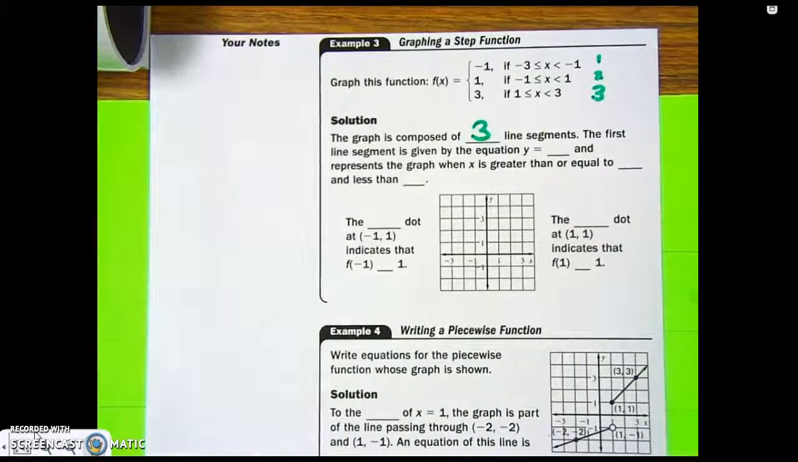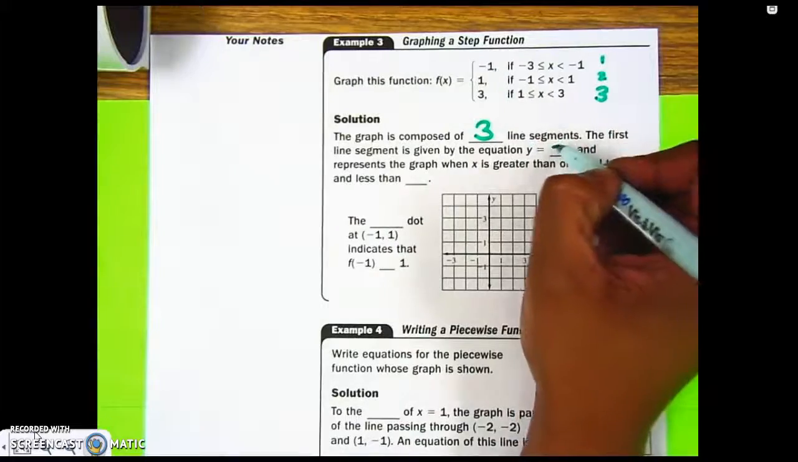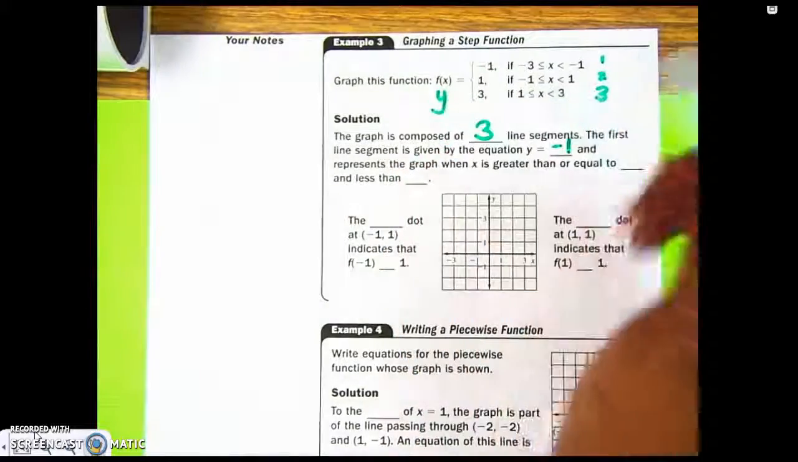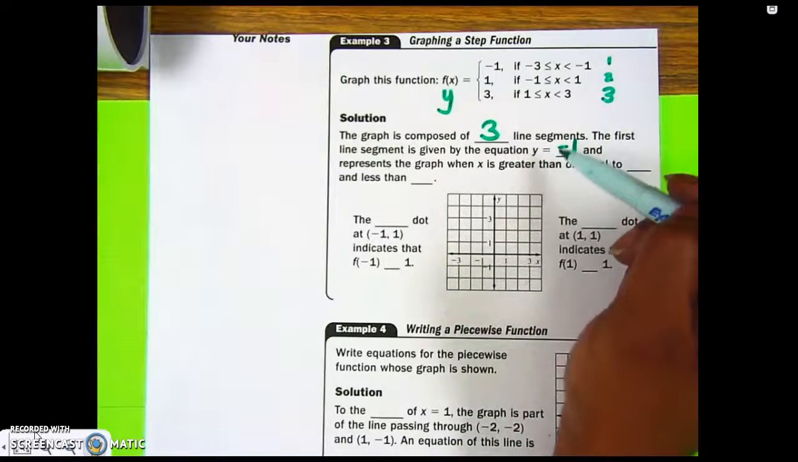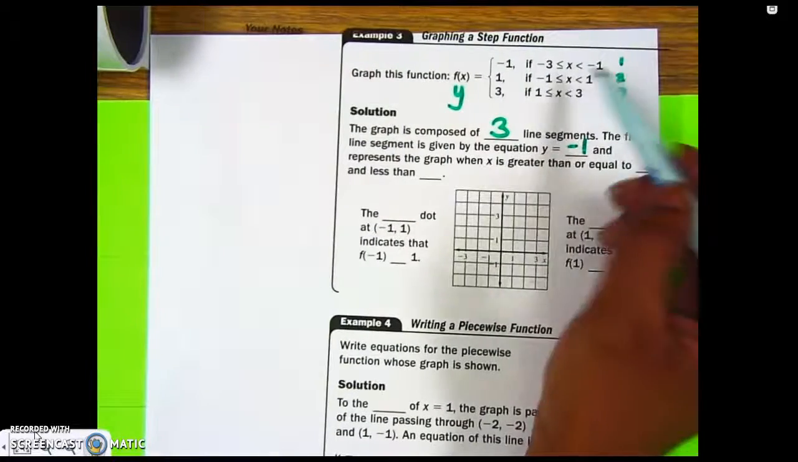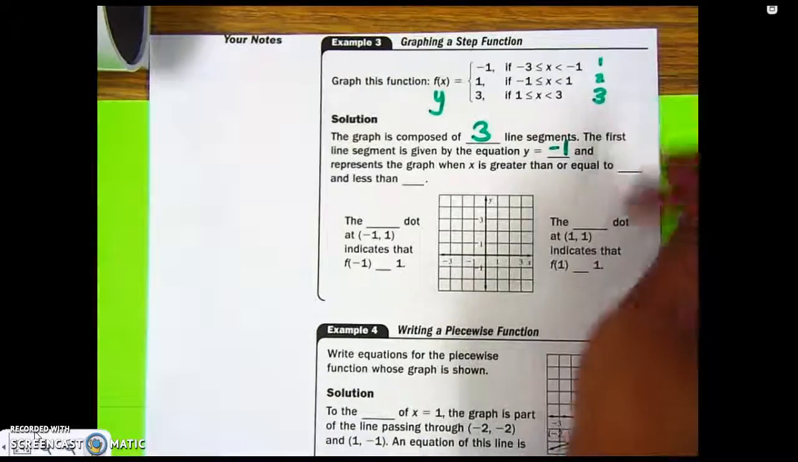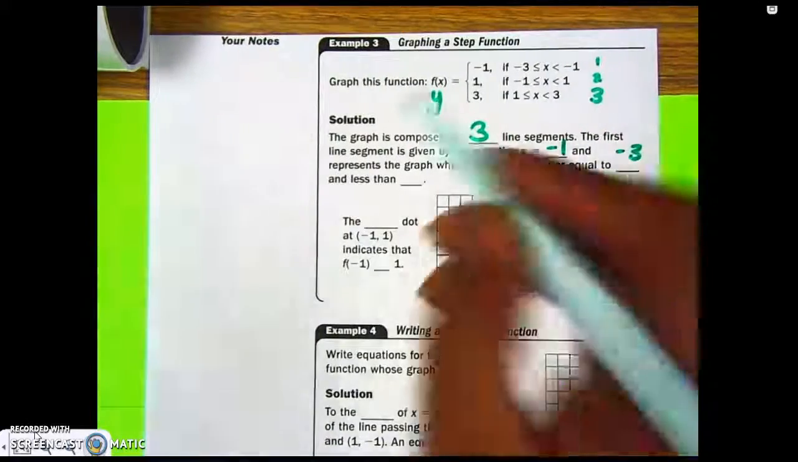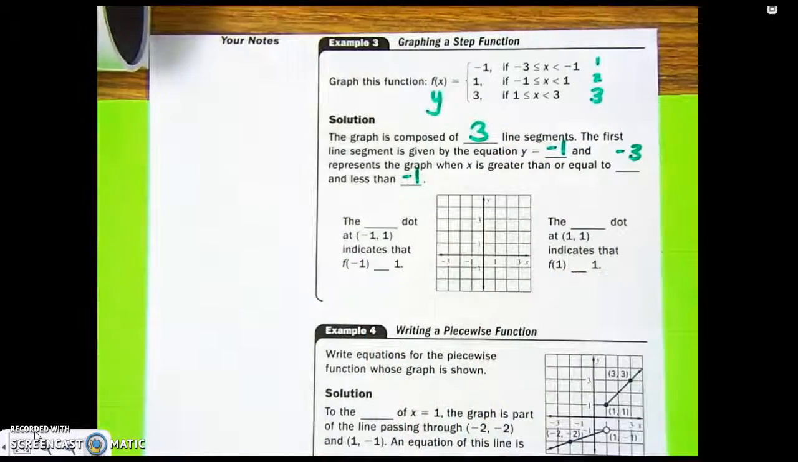And the first line segment is given by the equation y equals -1. And remember that f of x is the same thing as y, so that's why they've chosen to use y here instead of f of x. So y equals -1 and represents the graph when x is greater than or equal to -3 and less than -1. All right, so we're going to graph some dots on here.